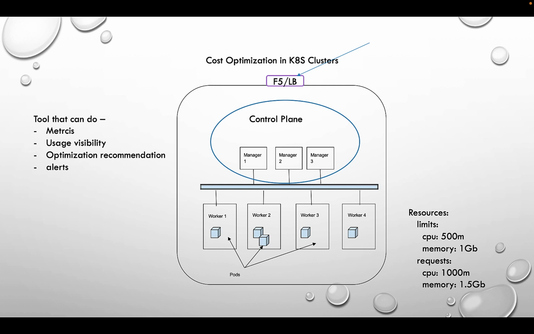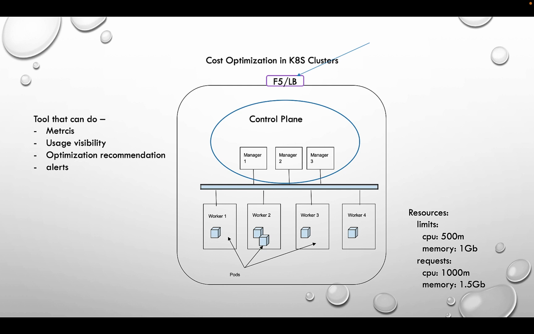So there are multiple tools that are available for cost optimization. But what is cost optimization, and where do we see the resources being overutilized or underutilized, and then how do we make sure that the resources that are underutilized are freed up so that we get the costs back?